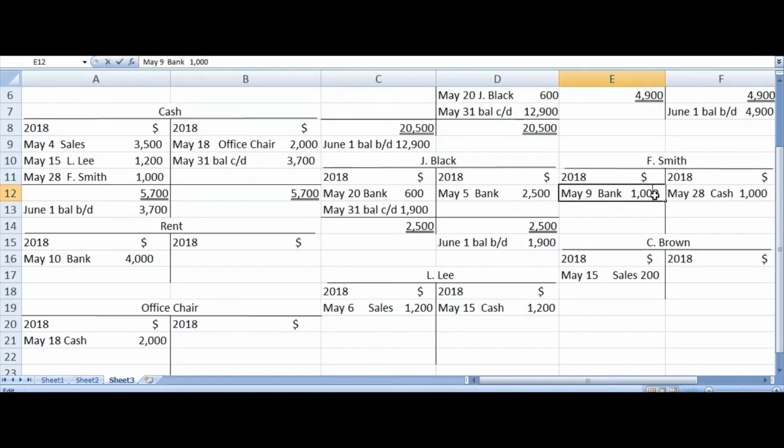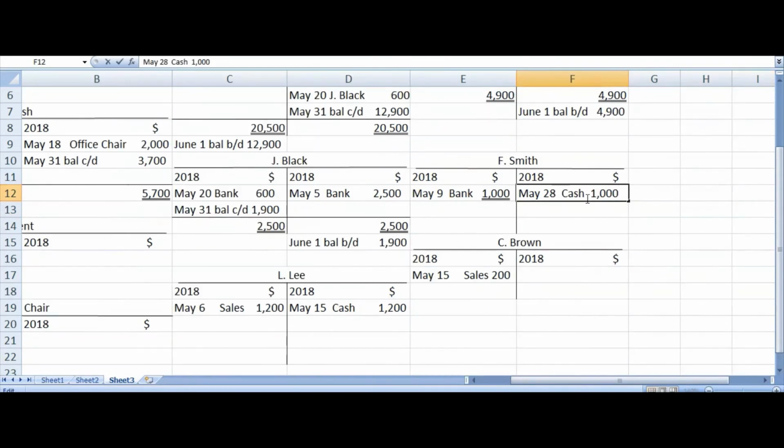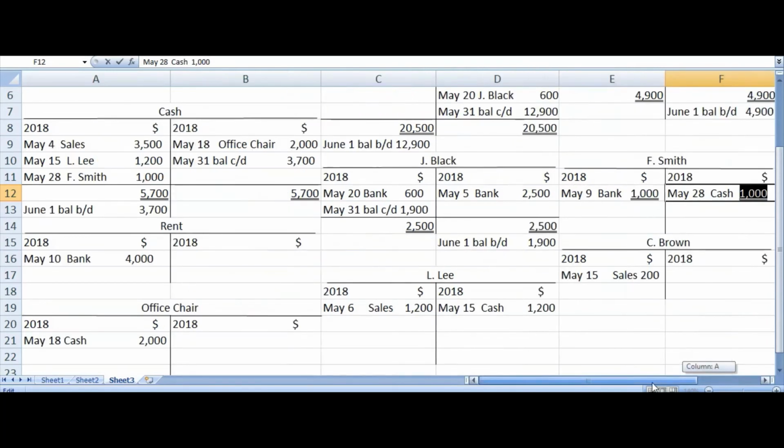So by closing off, we double line to show that the account is closed. That's all we're doing here. There's no need to balance off because they add up to the same amount. They already agree. All right, so we'll move to the next account.